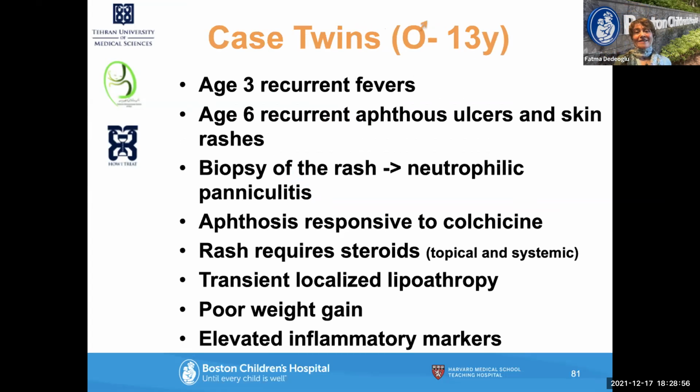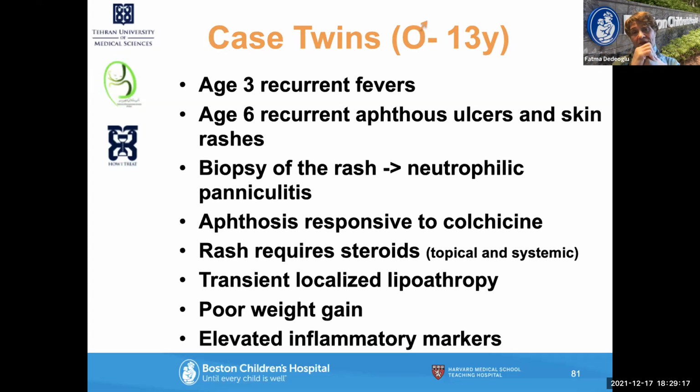So I think this is going to be my last case. These are the twins, and I brought this case to emphasize the importance of collaboration and not holding on to our data, and just sharing, so that we can have better treatments for our patients.